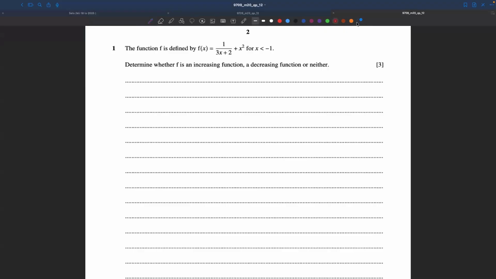In question 1, it says the function f is defined by f of x. Determine whether f is an increasing function, a decreasing function, or neither. Now, to determine whether any function is increasing, decreasing, or neither, when can it be increasing? Let me just explain it to you very quickly.